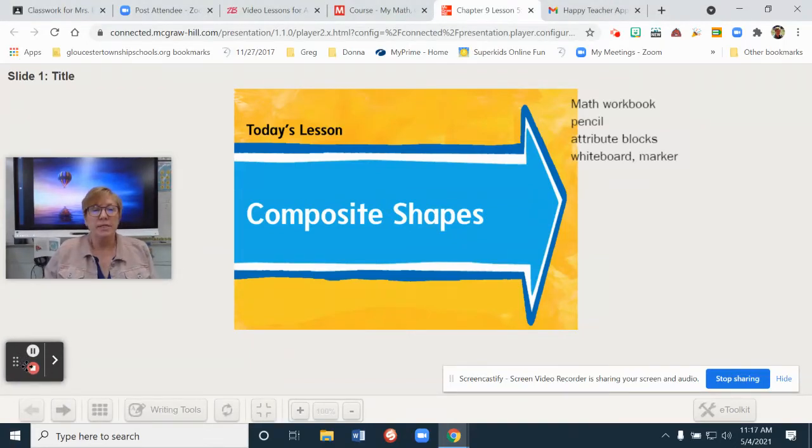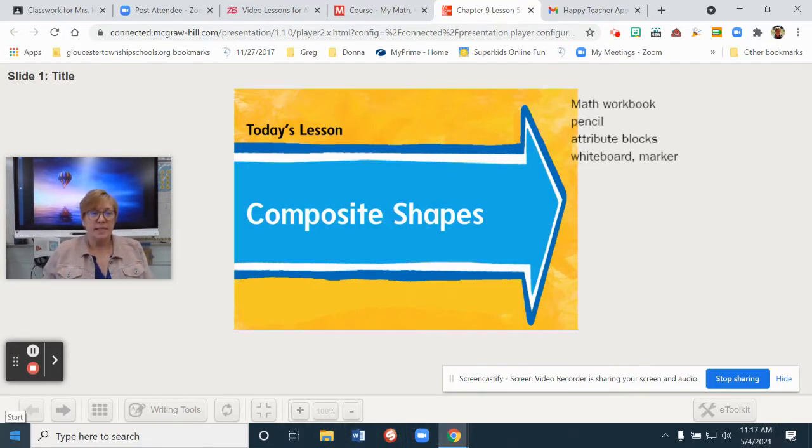Before we begin, please make sure that you have the following materials with you: math workbook, a pencil, your attribute blocks, whiteboard, and marker. If you don't have those materials with you right now, pause and please go get them.